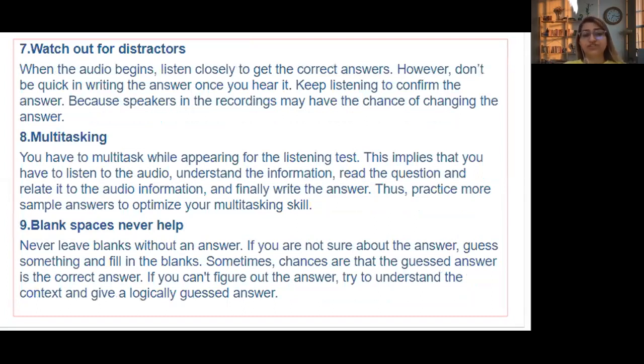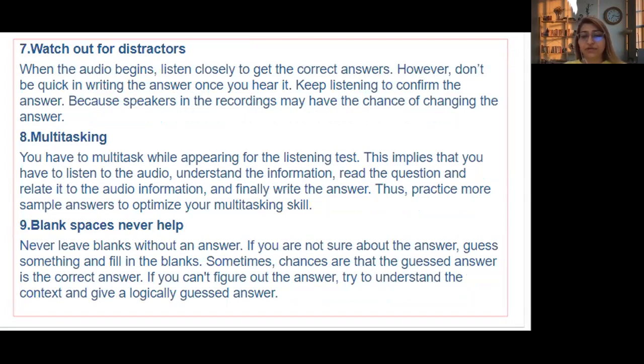Next is watch out for distractors. When your audio begins, listen closely to the correct one. Keep listening so that you hear or confirm the correct answer. Chances are you will hear the distractors. It is multitasking, because you have to listen to the audio, understand the information, read the question, relate to the audio information, and then finally find the correct answer. So practice more and more for this.